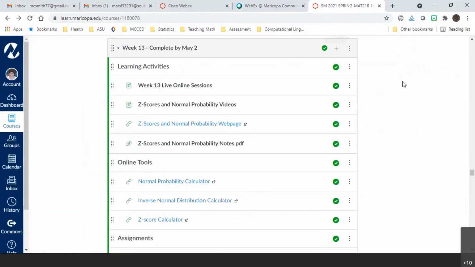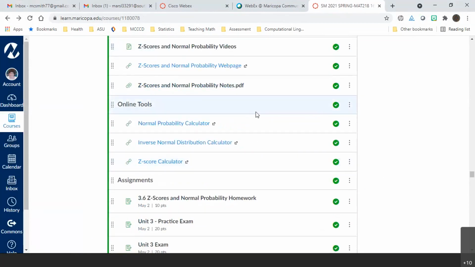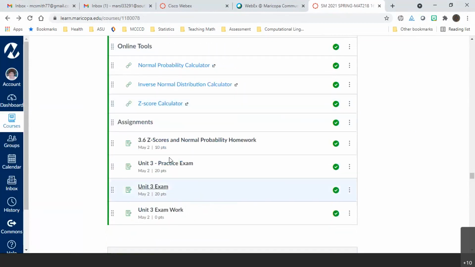Here we are. Okay, we're in week 13. Okay, and we did the z-scores and normal probabilities last time. What we're going to be doing today, and there's no notes page for it, because again, what I had to do was print off my version of this Unit 3 practice exam.